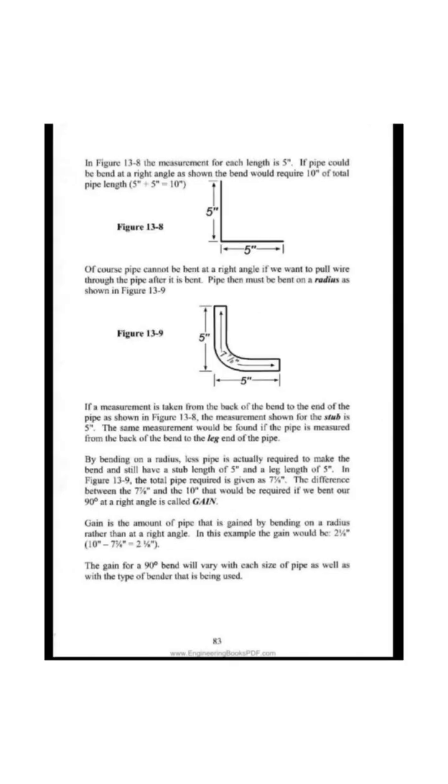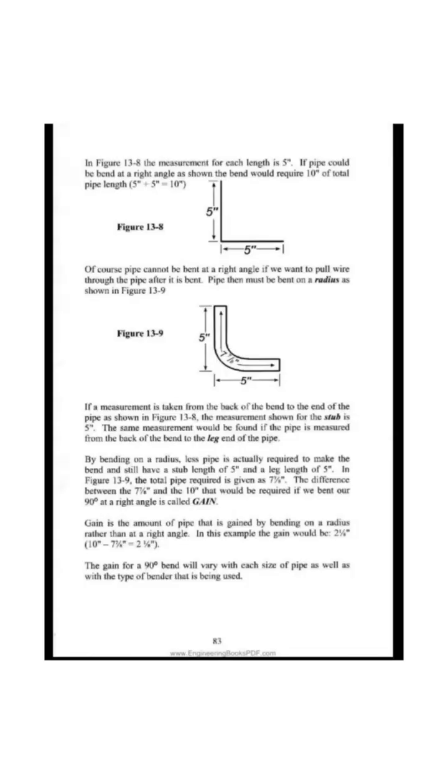In figure 13-8 the measurement for each length is 5 inches. If pipe could be bent at a right angle as shown, the bend would require 10 inches of total pipe length, 5 plus 5 inches equals 10. Of course pipe cannot be bent at a right angle if we want to pull wire through the pipe after it is bent. Pipe then must be bent on a radius as shown in figure 13-9.